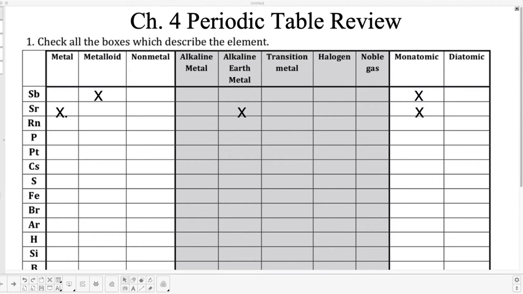Okay, class, this is the Chapter 4 review, and I'd like to take a look at this and try to explain some of the notes that you've seen already in the Edpuzzles and how it works out, and what you can do to make it easier for yourself. So let's first take a look at what this says. It says check all the boxes which describe the element.